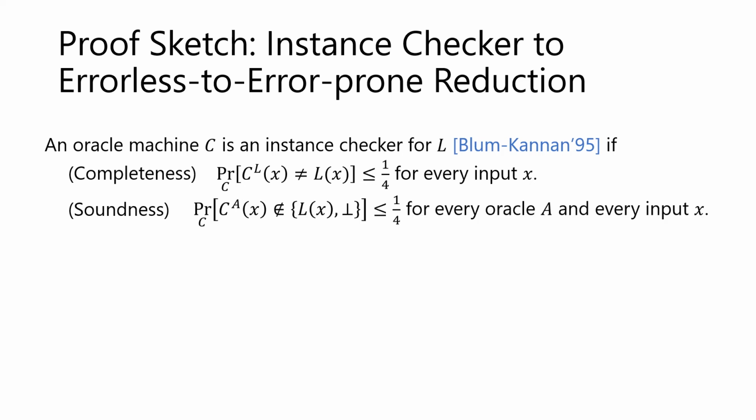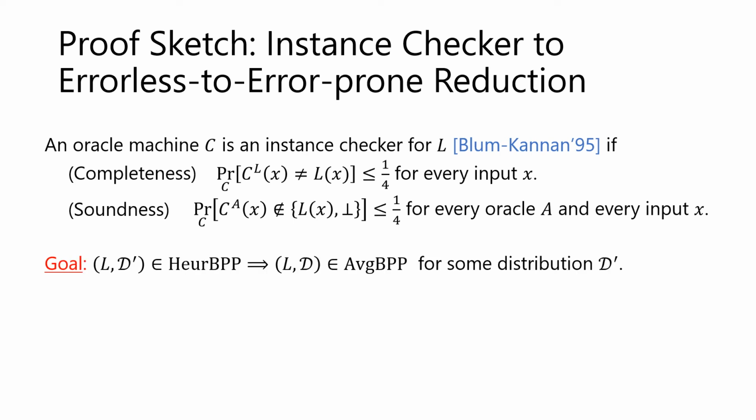This is completeness. The soundness states that for every oracle A, the probability that the instance checker outputs a wrong answer is at most a quarter. Here, the instance checker is allowed to output the special bottom symbol, which indicates the failure of the computation. So in some sense, this is errorless. This is quite similar to the definition of errorless average case complexity. So what I'm going to show you is that by using this instance checker, a heuristic algorithm for L, D prime, for some distribution D prime, can be converted into an errorless average case polynomial time algorithm for L, D.